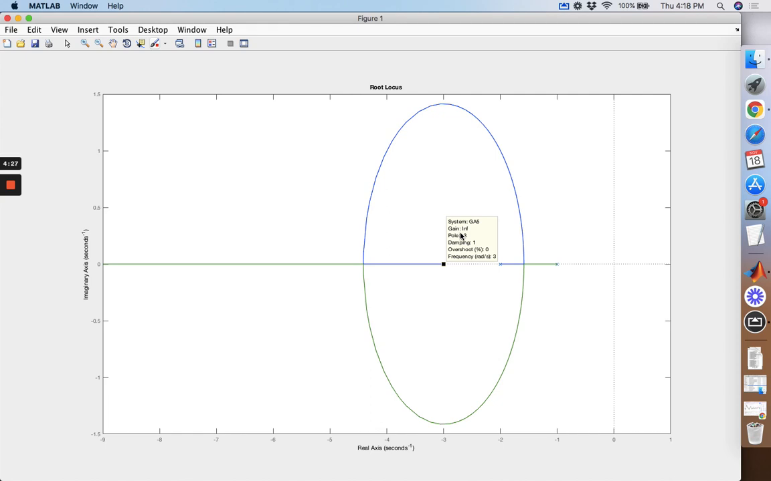When the poles are located on the left hand side of the S-plane, it means that the system is stable. So in this example, the system will remain stable for all values of k when we increase from k equals 0 until k equals infinity. So the system will remain stable, and it is good to know that the system is stable.